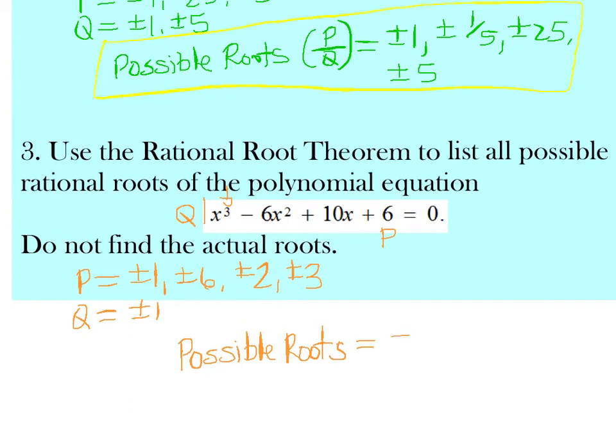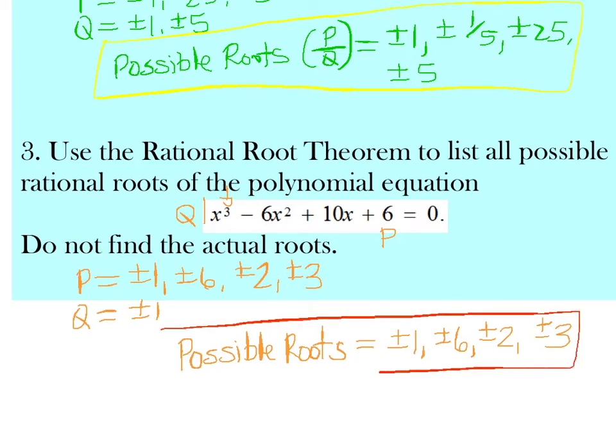So 1 divided by 1 is 1. 6 divided by 1 is 6. 2 divided by 1 is 2. And 3 divided by 1 is 3. So these are my possible roots. These are my answers for number 3.